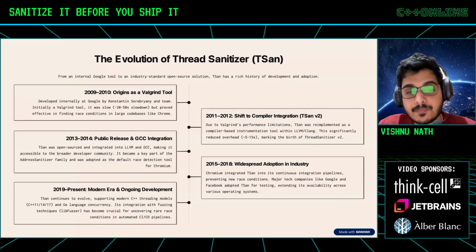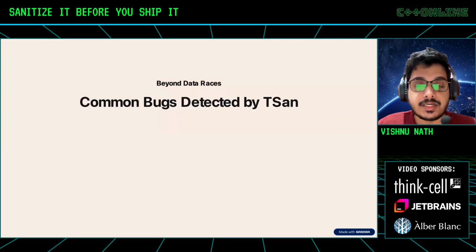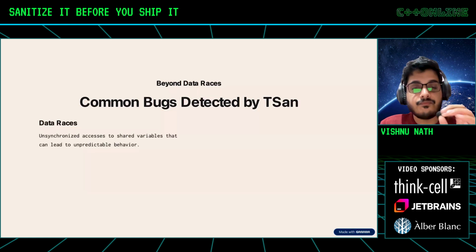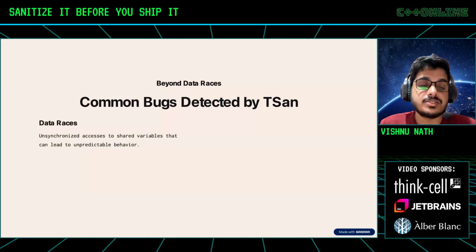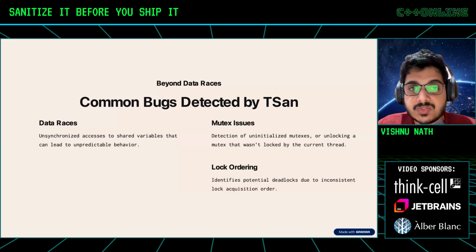automatic CI/CD pipelines. So which are the common bugs which can be detected by TSan, or ThreadSanitizer? First of all, the data races. Data races are unsynchronized access to shared variables, which can lead to unpredictable behavior. It can detect that. And the mutex issues, like uninitialized ones, improper unlocking or improper locking of the mutex, it can detect. And the lock ordering as well.